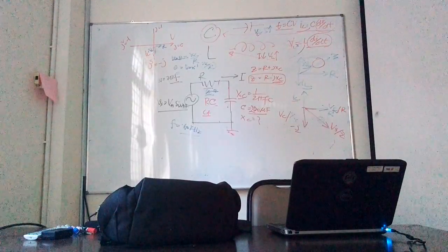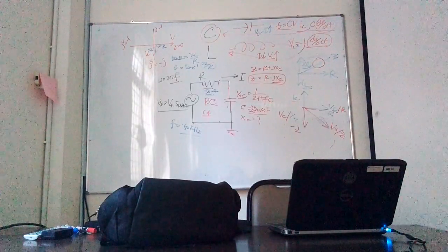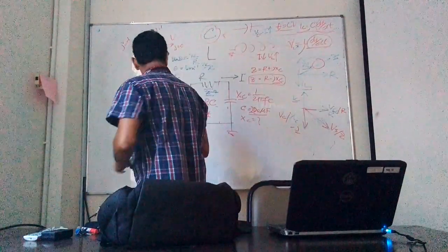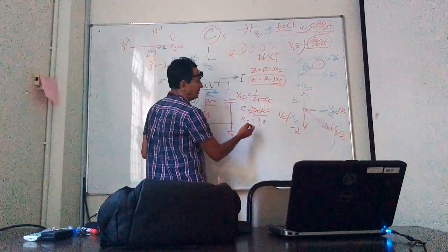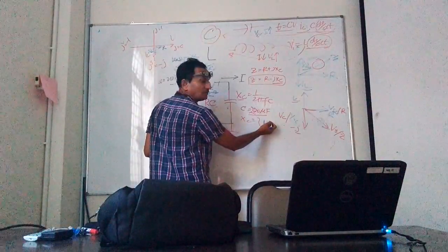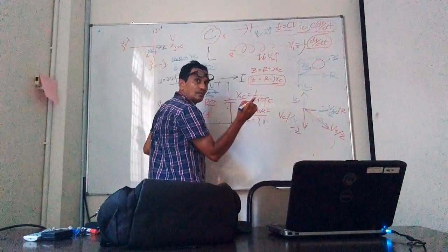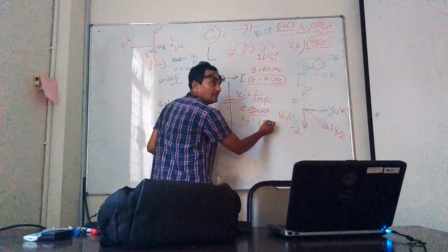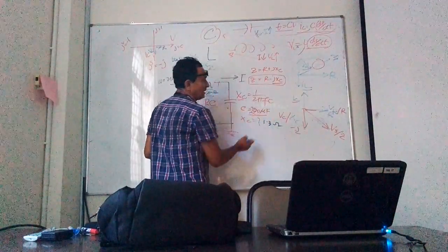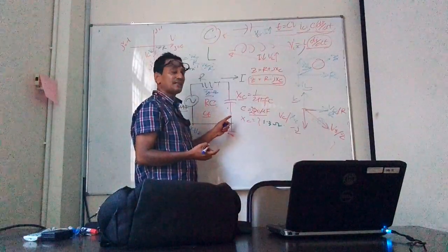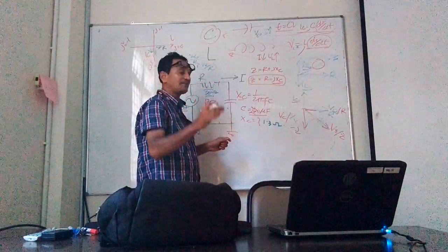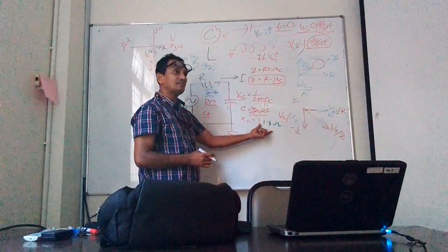So what are we doing? X equals 1.3 ohms, very minimum, yeah. So think that before, for the inductive reactance at the same frequency, it was a very high value. Now for the capacitive reactance, it is very minimum.